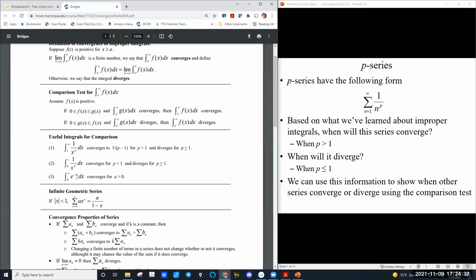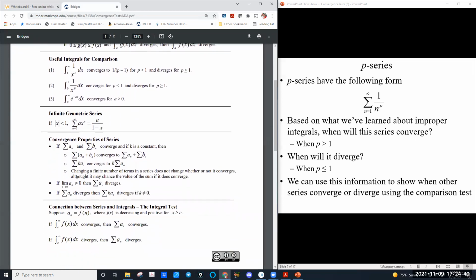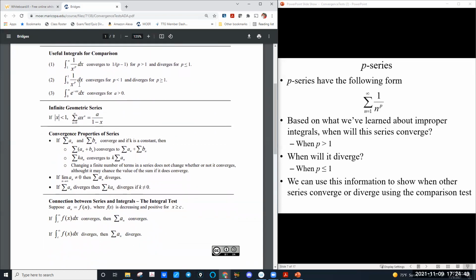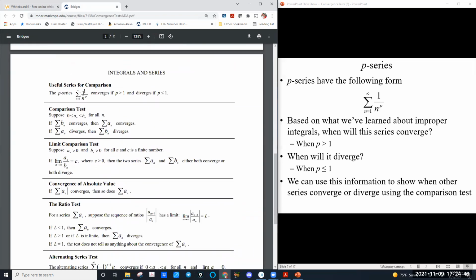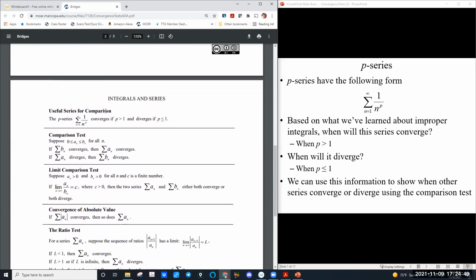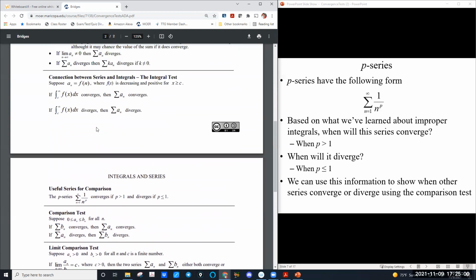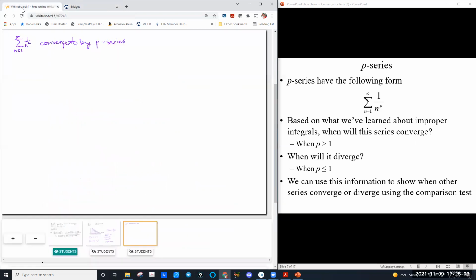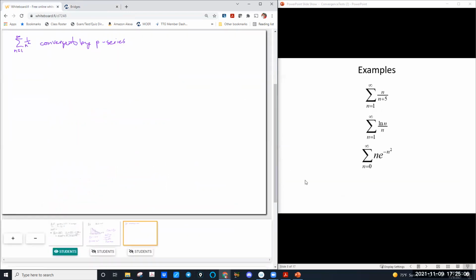Okay. This is on this sheet as well. Here it is in terms of improper integrals, but right here, here's the p-series, useful series for comparison. You can absolutely use that as a justification. But it does have to be a p-series. Now, what do I mean by that? Well, none of these are p-series. We'll come back to these. If we have time left later, I'll come back to these. There's some interesting ones here.